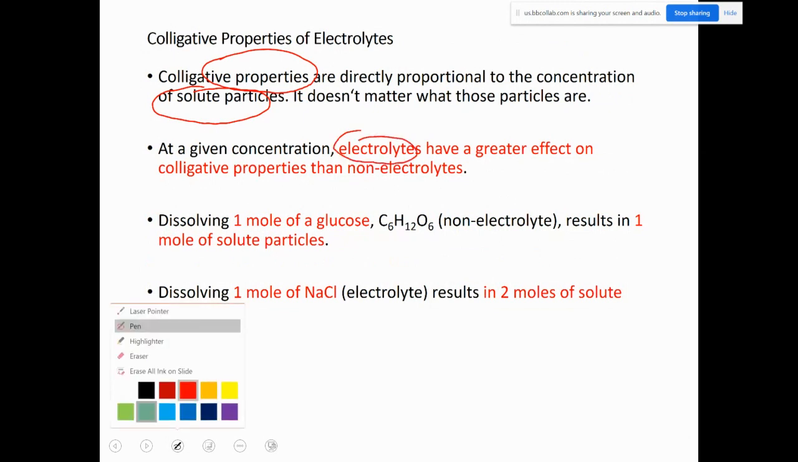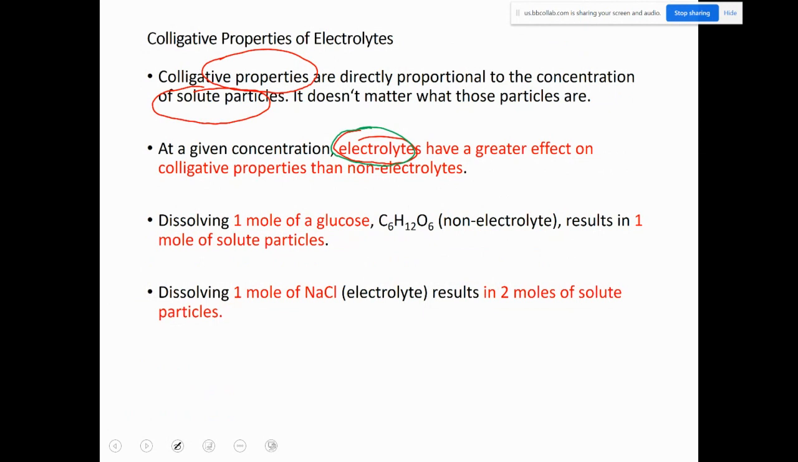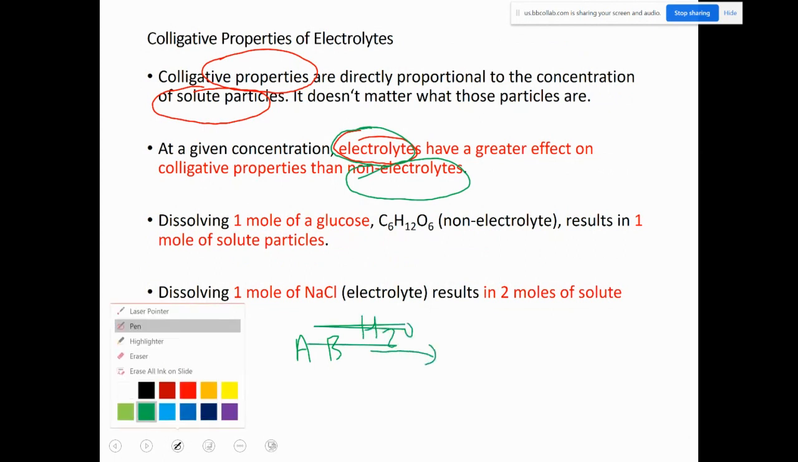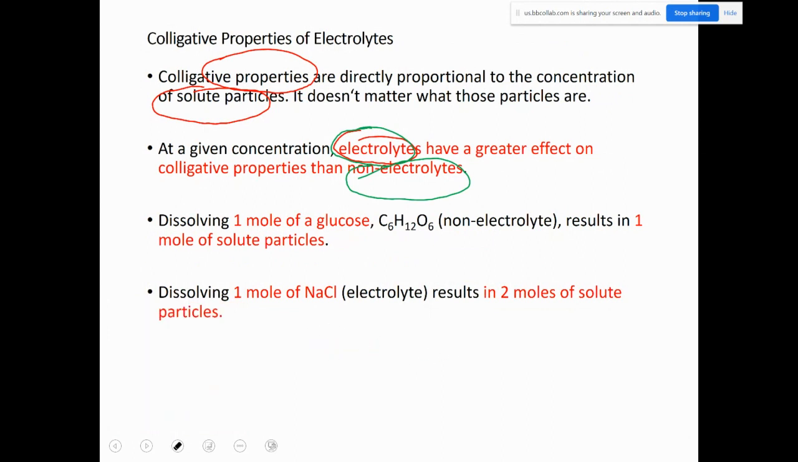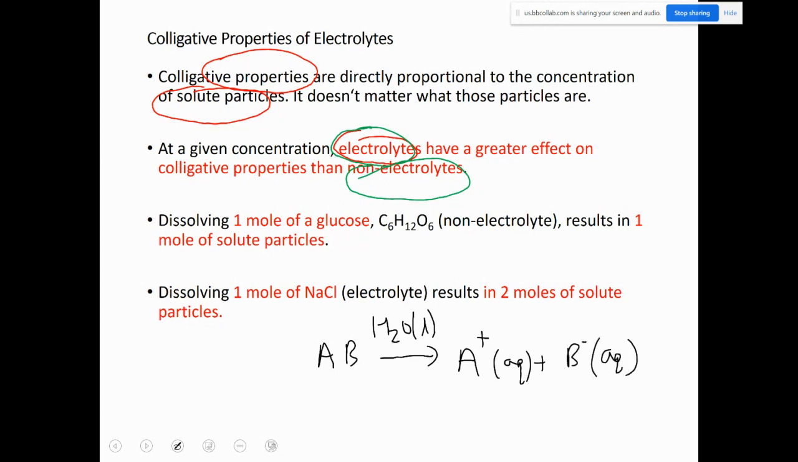So really quickly, a review from Chem 115. What does electrolyte mean and what does non-electrolyte mean? An electrolyte is any substance, let's say I have this molecule AB. If I dissolve this in water, a pure liquid, and it breaks apart into a counter cation and then a counter anion, we call that an electrolyte.